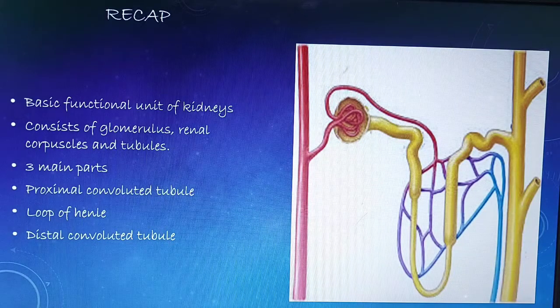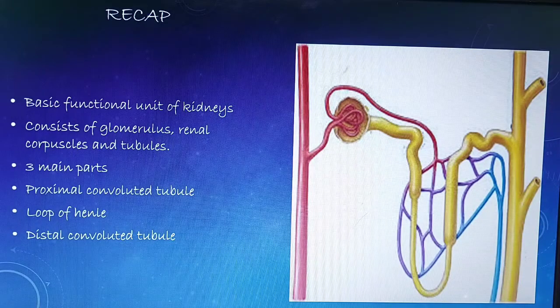Next, let us see about the loop of Henle. It is called loop of Henle as it forms a loop at the renal medulla. It has an ascending limb and a descending limb. Loop of Henle does fine tuning of the urine and it also takes care of its concentration. The descending limb is highly permeable to water and the ascending limb reabsorbs 25% of sodium chloride.